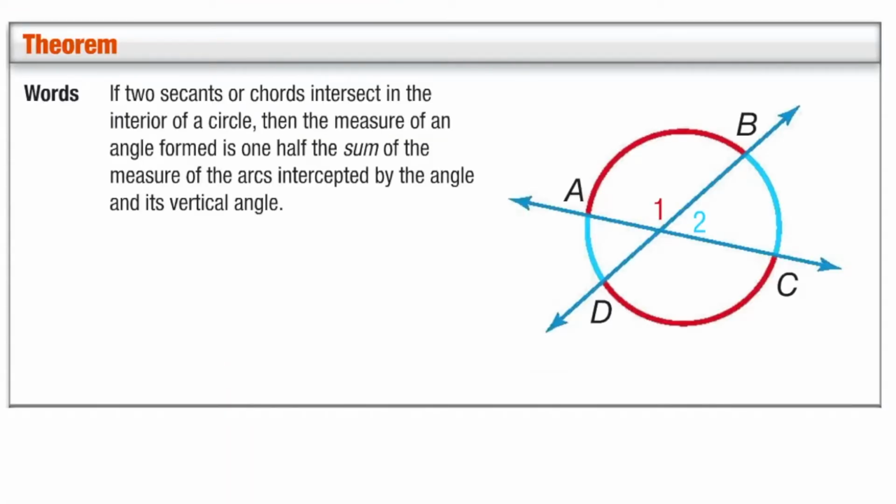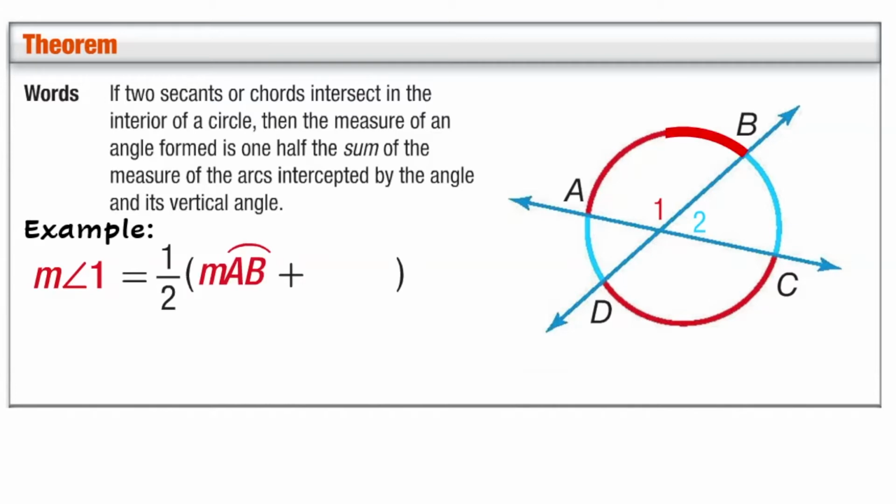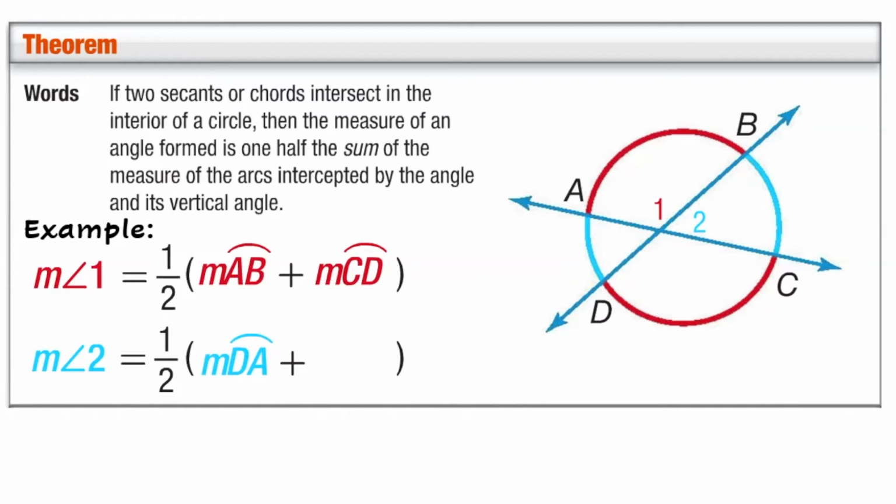This means if we have here the circle with two intersected secants, then measure of angle 1 will be equal to half the sum of the measure of the arc AB plus measure of the arc CD. Also, measure of angle 2 is equal to half the sum of the arc AD plus measure of the arc BC. Of course, note that angle 1 and angle 2 are supplementary angles.